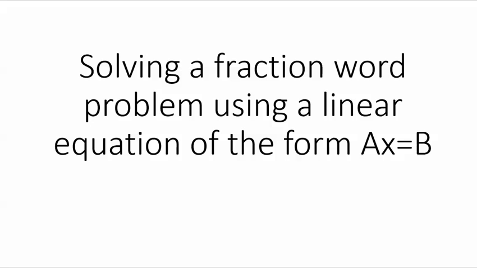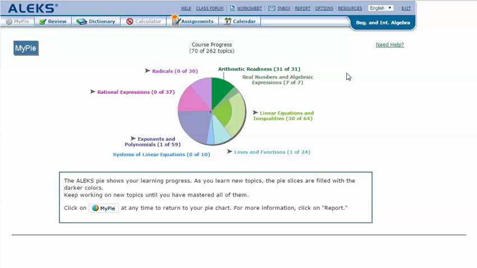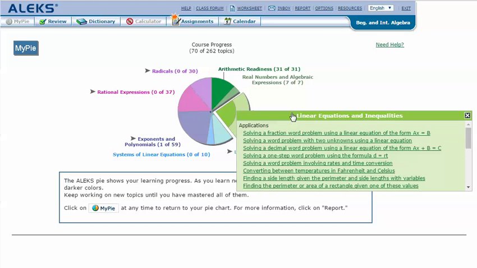Solving a fraction word problem using a linear equation of the form ax equals b. In your ALEKS pie, mouse over the light green slice, Linear Equations and Inequalities, to reveal the drop-down list of topics you need to cover. Click on Solving a Fraction Word Problem using a Linear Equation of the form ax equals b.